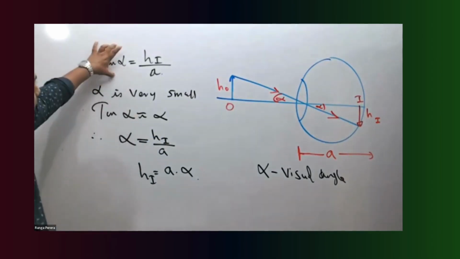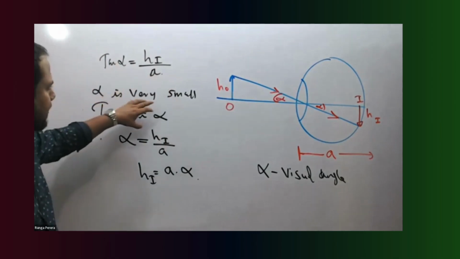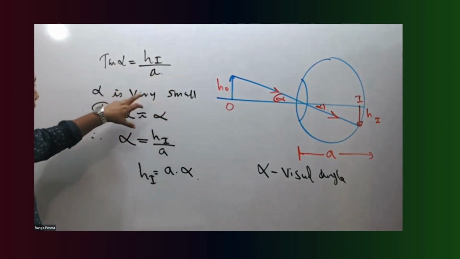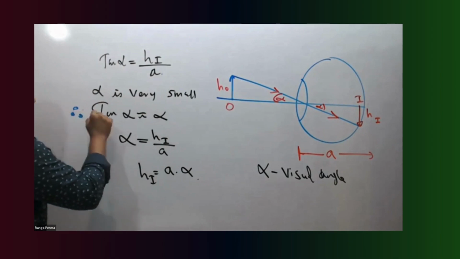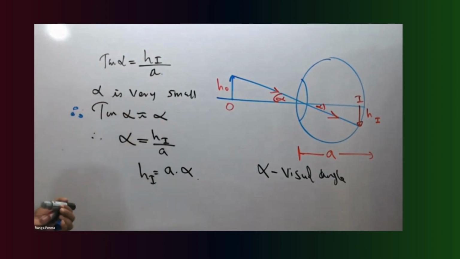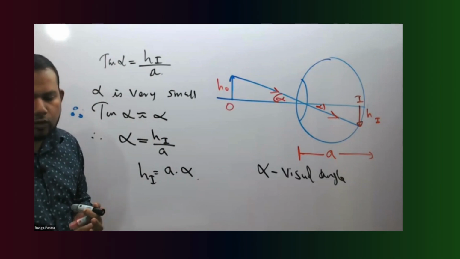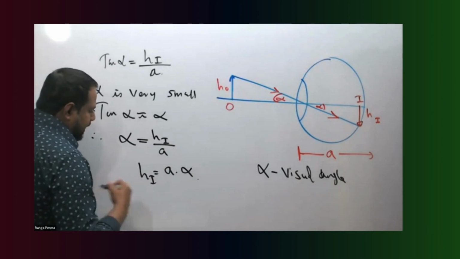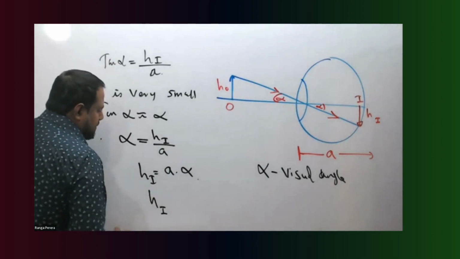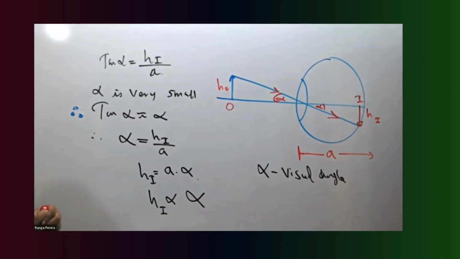Now we'll write tan alpha equal to h_i over a. Alpha is very small, so tan alpha is very small. Therefore, tan alpha is approximately equal to alpha. Alpha is equal to h_i over a, so h_i equals a times alpha. Since a is a constant, the size of the image is proportional to the visual angle alpha.